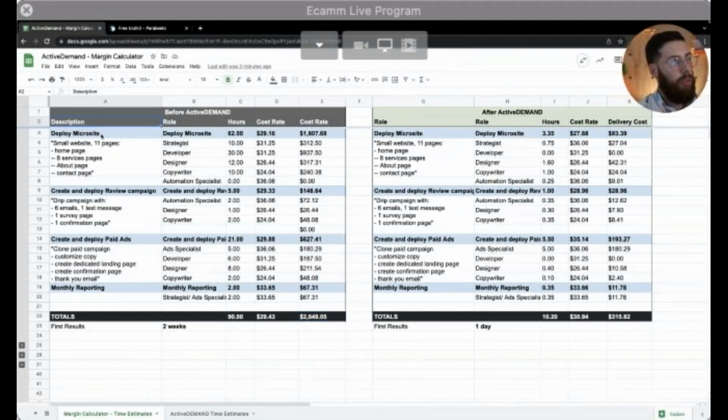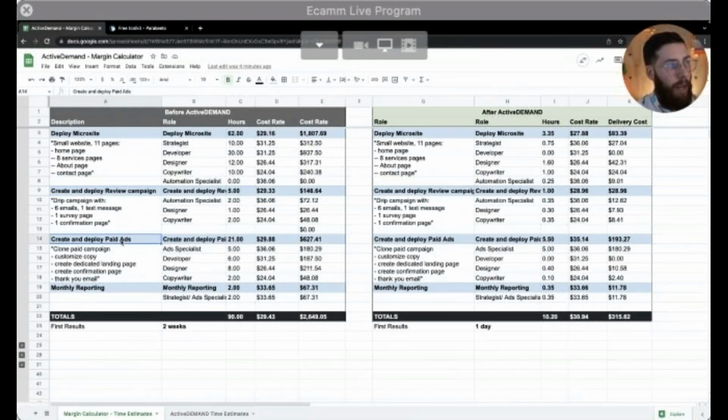This is an example that the team at Active Demand was able to put together before the webinar today, speaking to one of their clients and getting a real practical example of setting up, in this case, an advertising campaign and review campaign for a client. They have a microsite that they're deploying, which includes a small website, some landing pages, etc. They have a drip campaign and a review campaign that gets deployed to collect more reviews for this business.